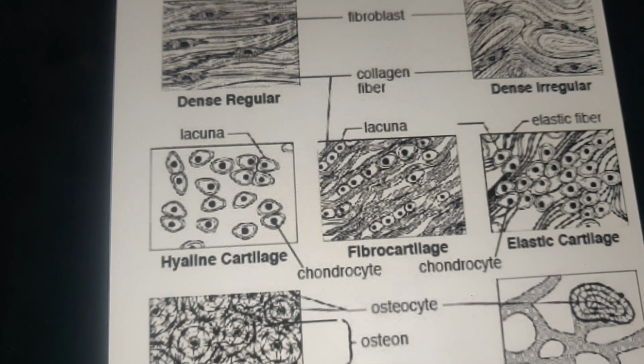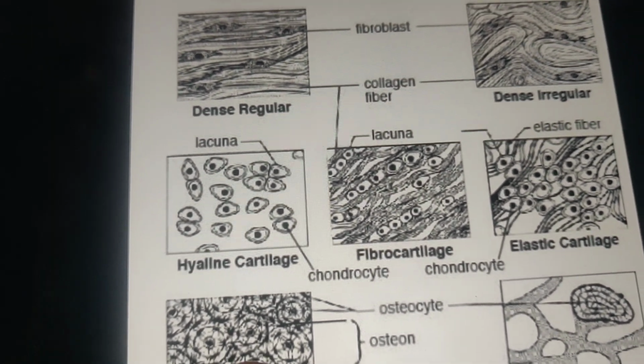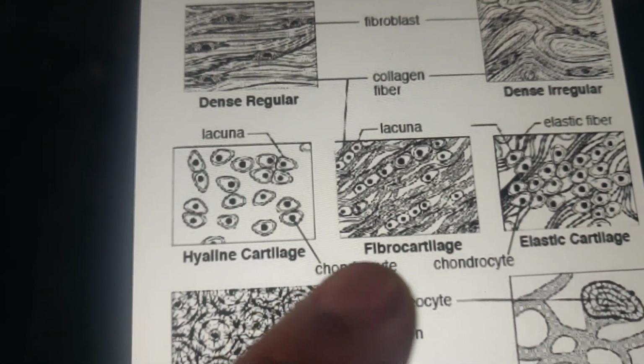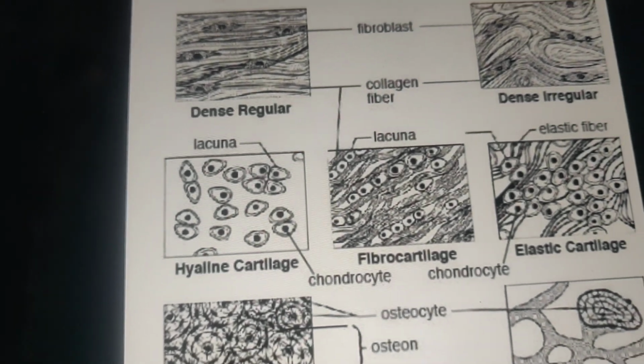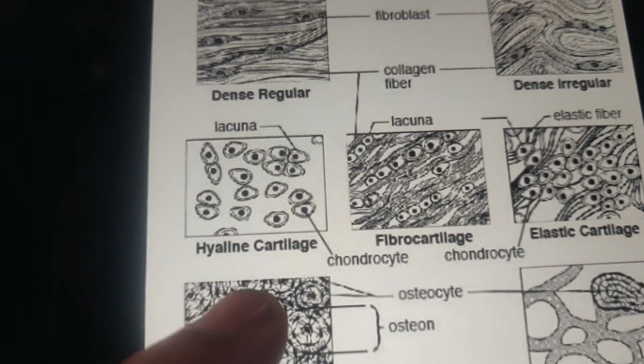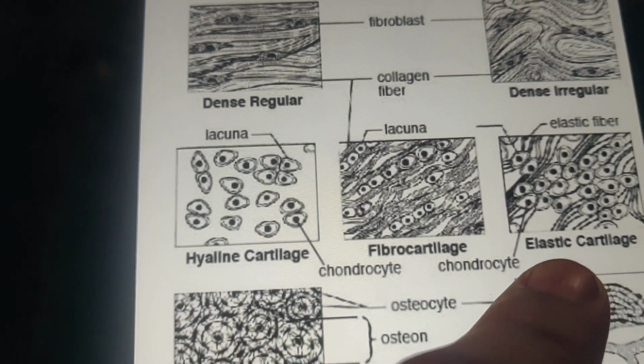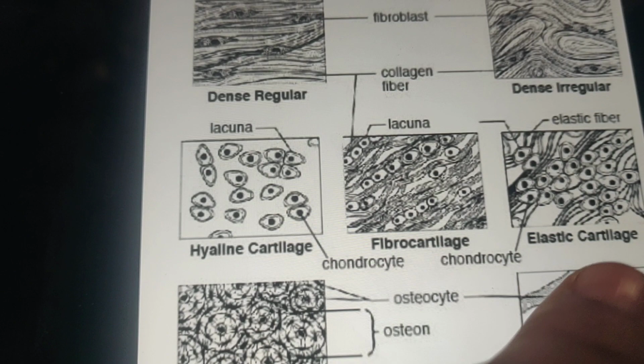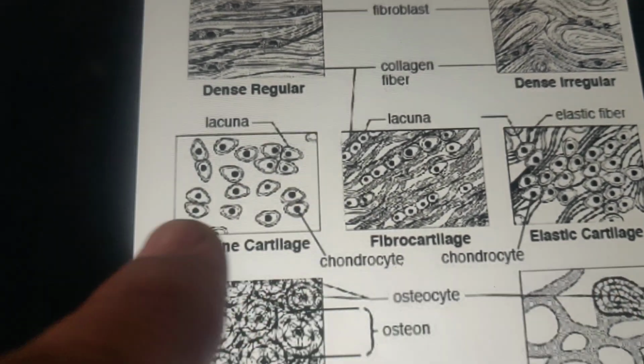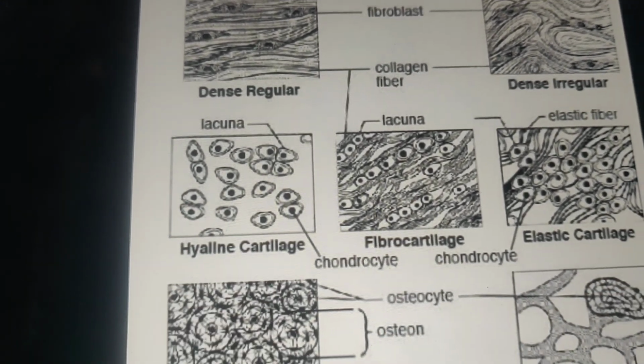They also have cells known as chondrocytes. Cartilage is divided into three types: the hyaline cartilage, the fibrocartilage, and the elastic fibrocartilage. All these three can be seen in the cartilages.